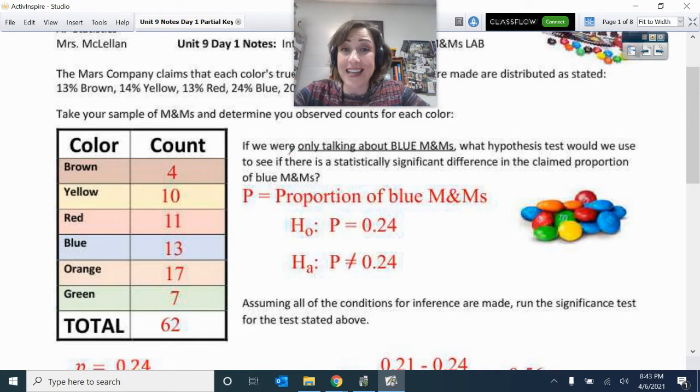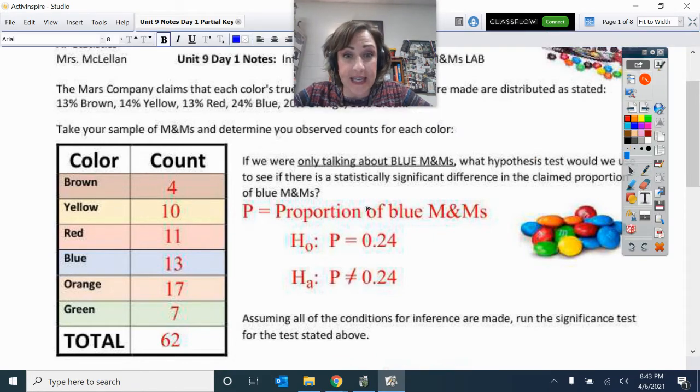Okay, so let's tie this to something we already know. If we were only talking about blue M&Ms, then what hypothesis test would we use to see if there's a statistically significant difference in a claimed proportion of blue M&Ms? Well, I kind of actually answered a little more than I was supposed to right there. The hypothesis test that we would be doing is that one proportion z-test, for one proportion of blue M&Ms.